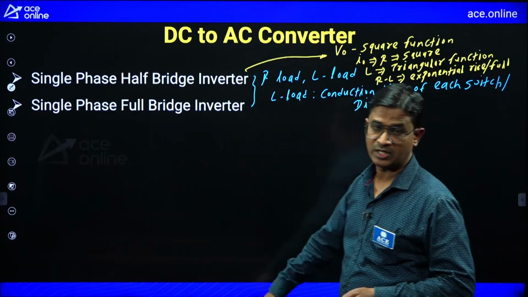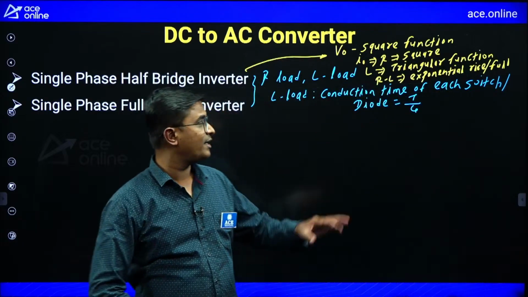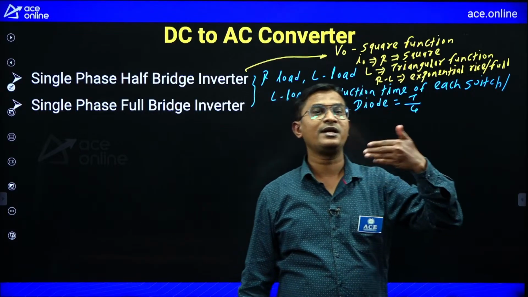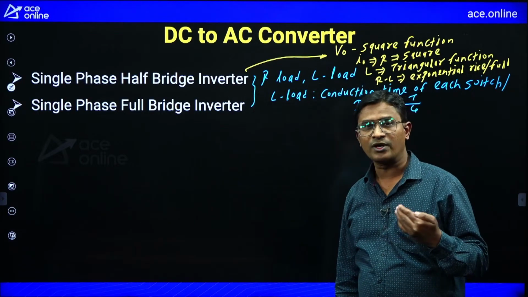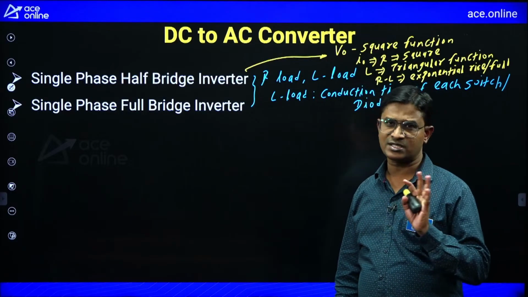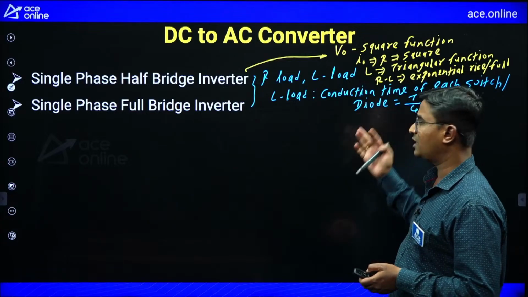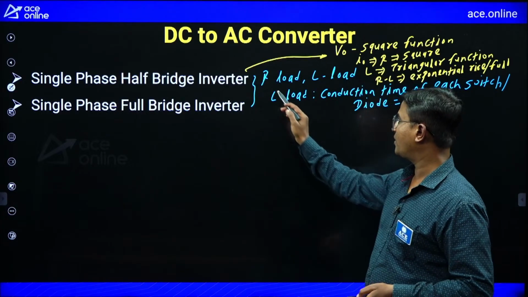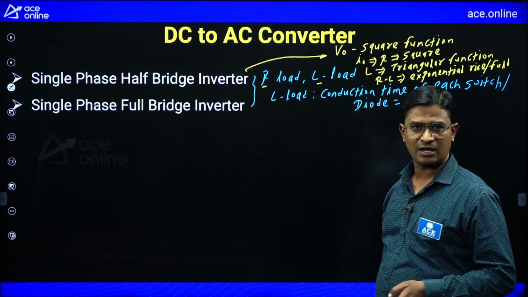So they asked the question specifically on inductive load. Single phase full converter feeding to purely inductive load, the nature of load current is triangular. In resistive load it is a square function. On RL load as such you will not find an equation. So these two are important, R load and L load.